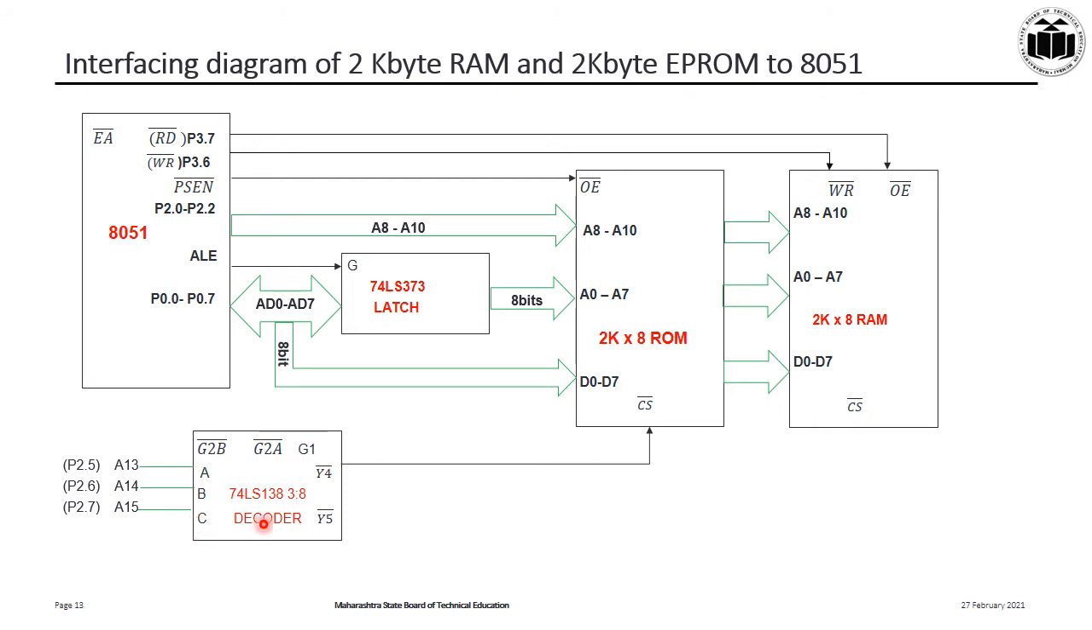The ROM is connected to output Y4 bar, and Y5 bar output is connected to CS of RAM. A11 to G2A and G2B bar, and A12 to G1. Because we are using external ROM, EA must be grounded.